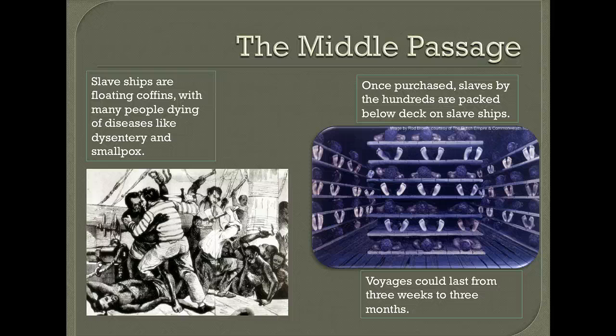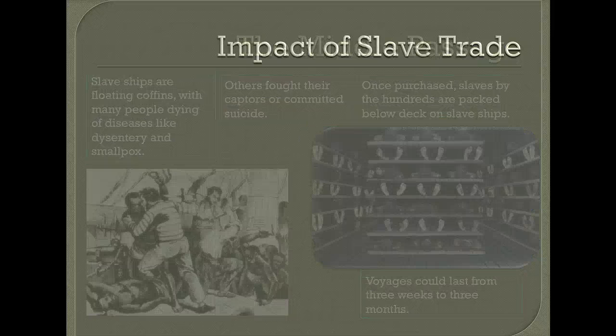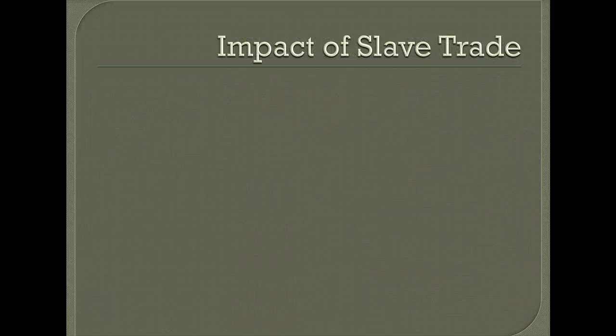And some of them don't, many of them don't make it. Many die from diseases like dysentery and smallpox. Some try to fight their captors, and then some commit suicide. And so overall, it's a terrible situation from the point of enslavement until they get off the boat. And it doesn't get any better once they get off the boat. So what was the impact of the slave trade?